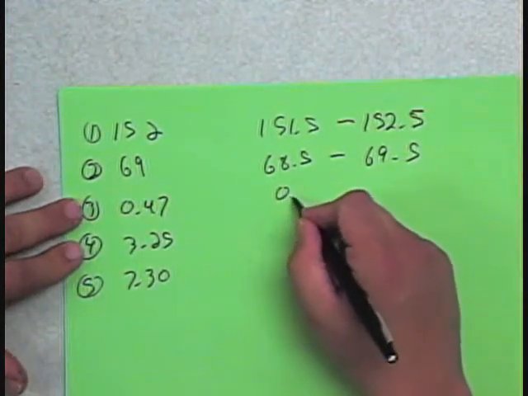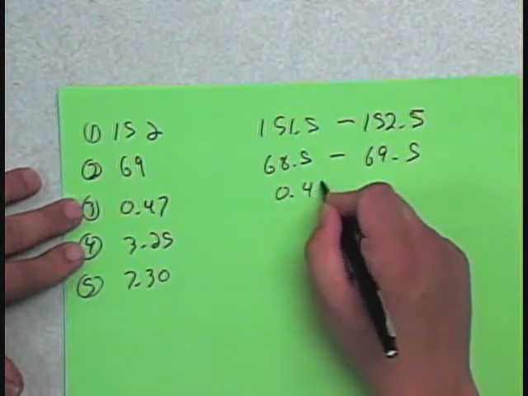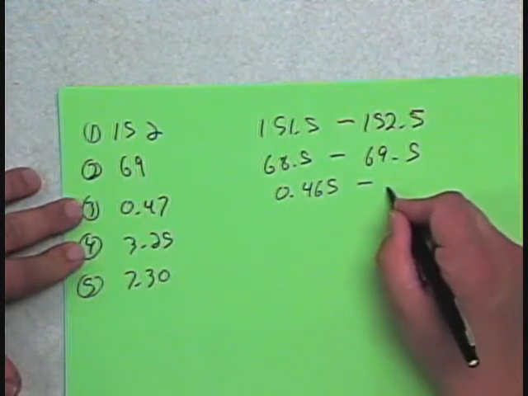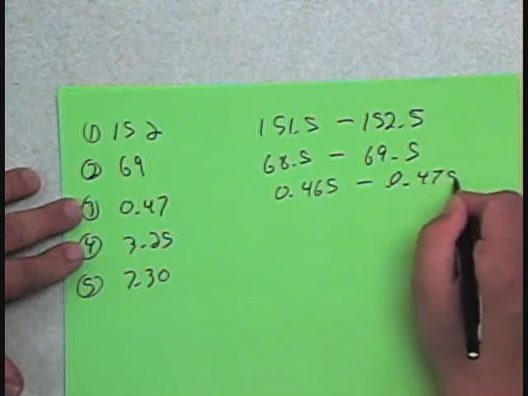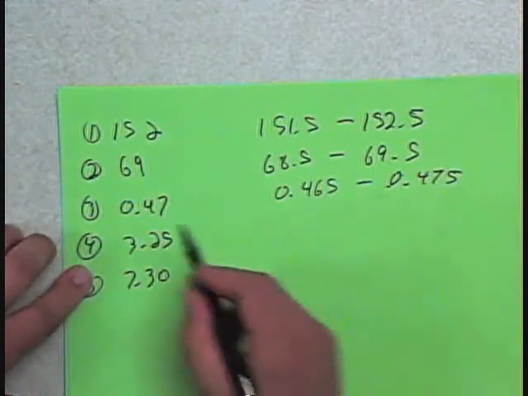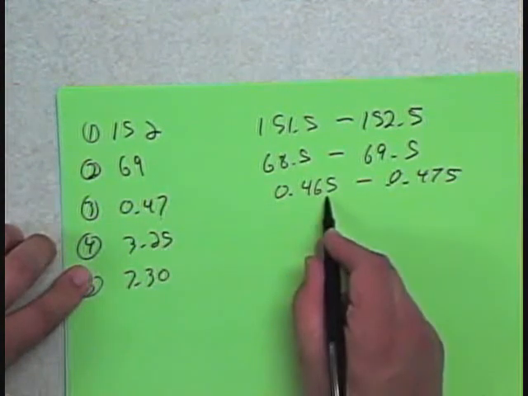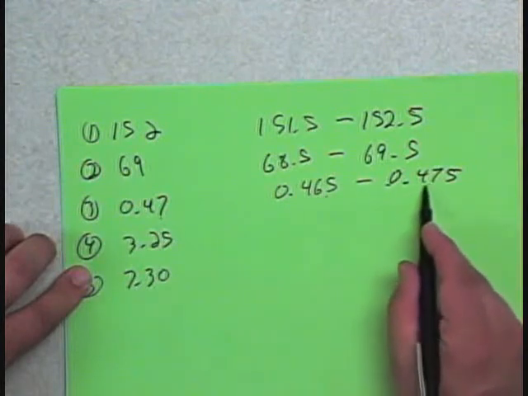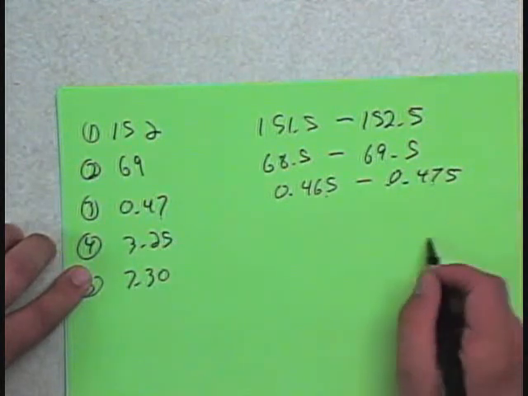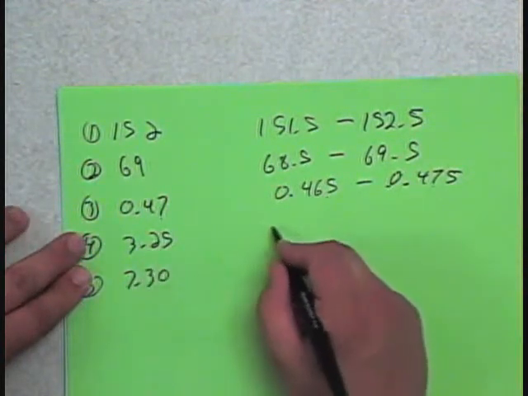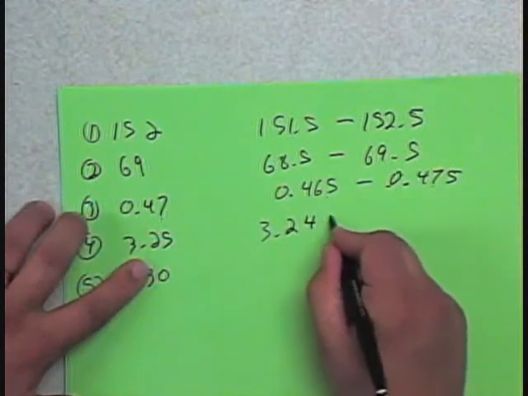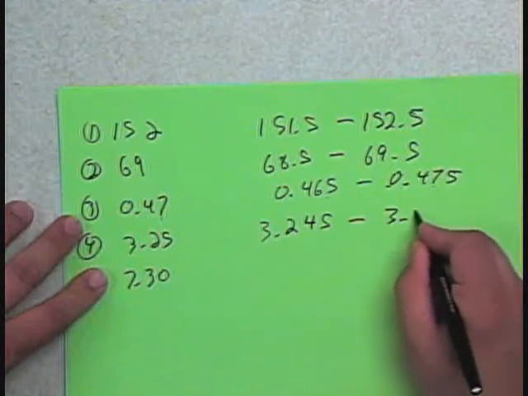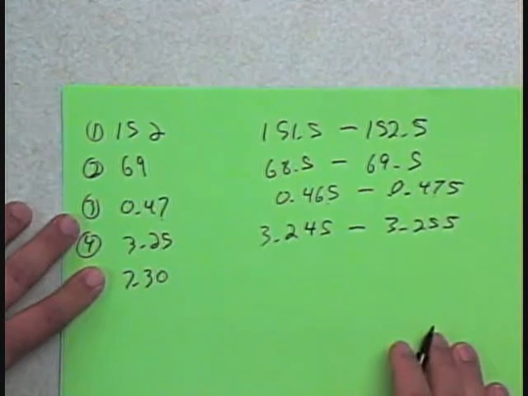This one would be 0.465 all the way up to, but not including 0.475. Okay, I just lowered this to 6 and added 5 for the lower boundary, and then I just kept it 7 and added 5 for the upper boundary. Same here, this would be 3.245, and then 3.255.